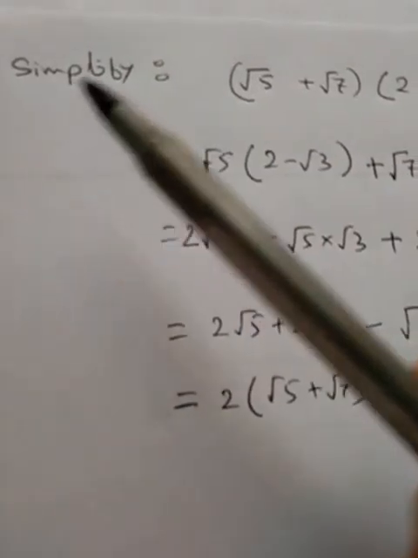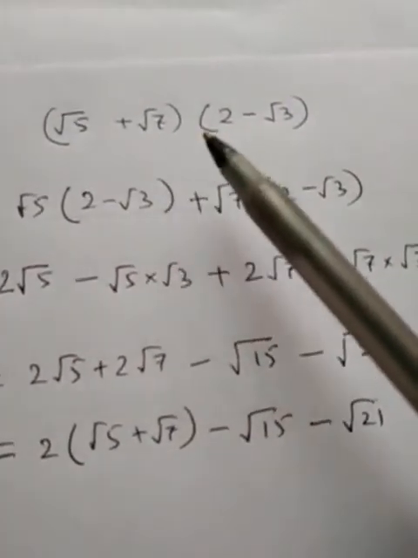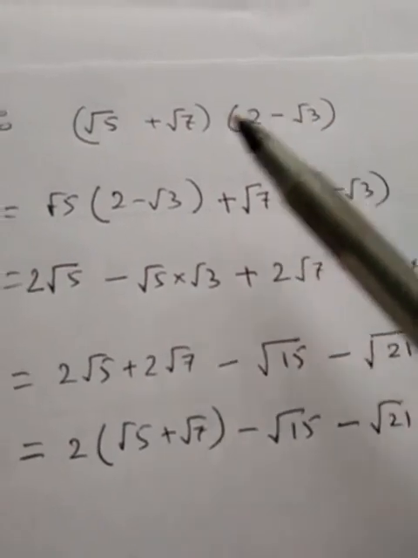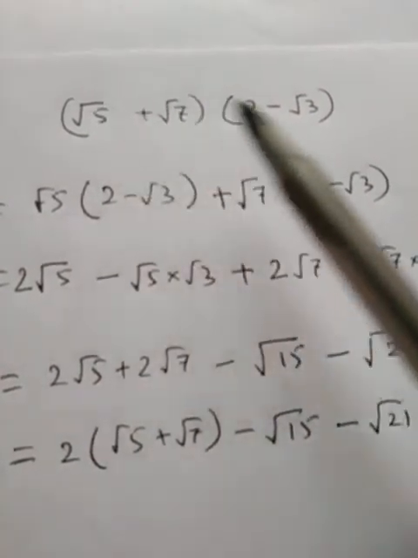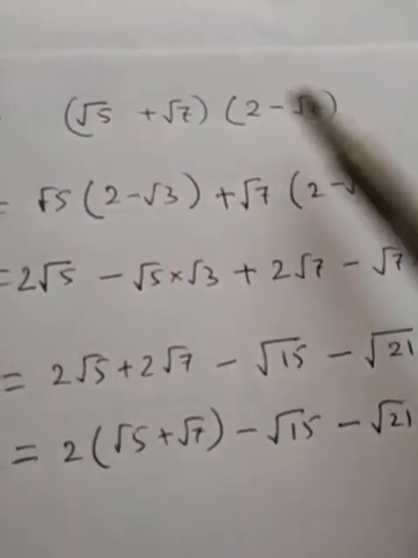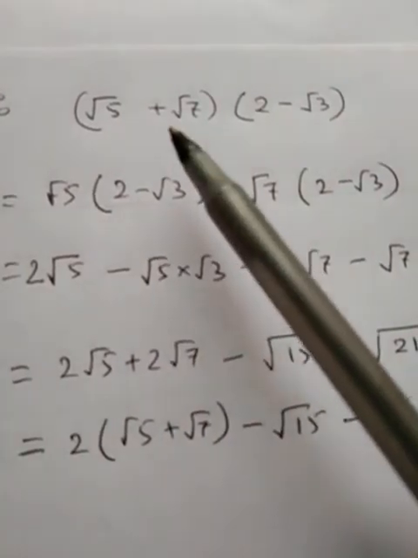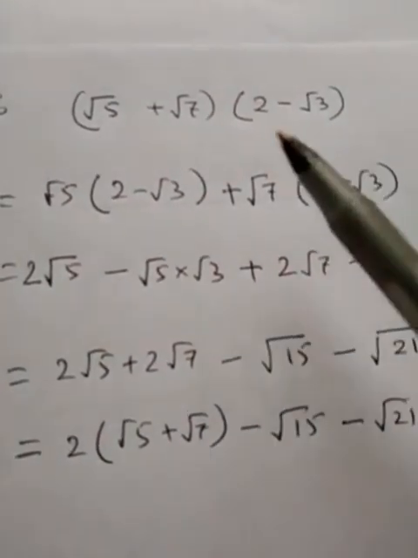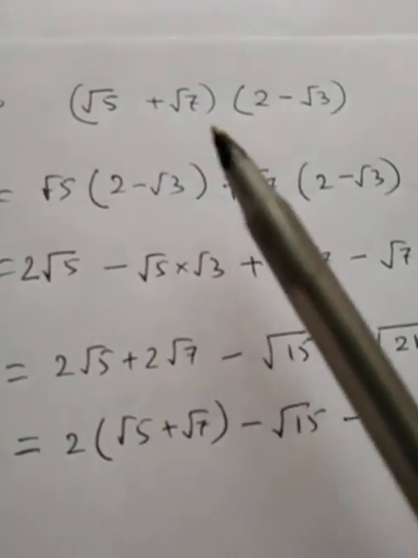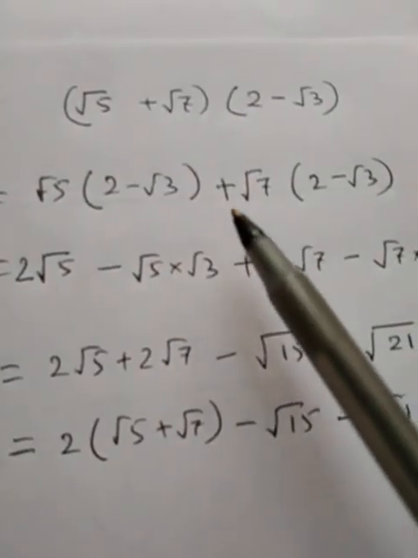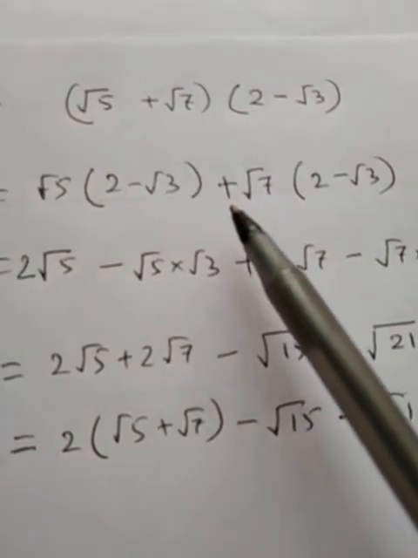So let's take one more example. Simplify root 5 plus root 7 into 2 minus root 3. Here root 5 and root 7 will distribute with the second factor. So root 5 into this part, we have written here, plus root 7 into the second part. Please remember, if it is plus here we will write plus, if it is minus here we will write minus. So along with the term, the sign also we have to write accordingly.